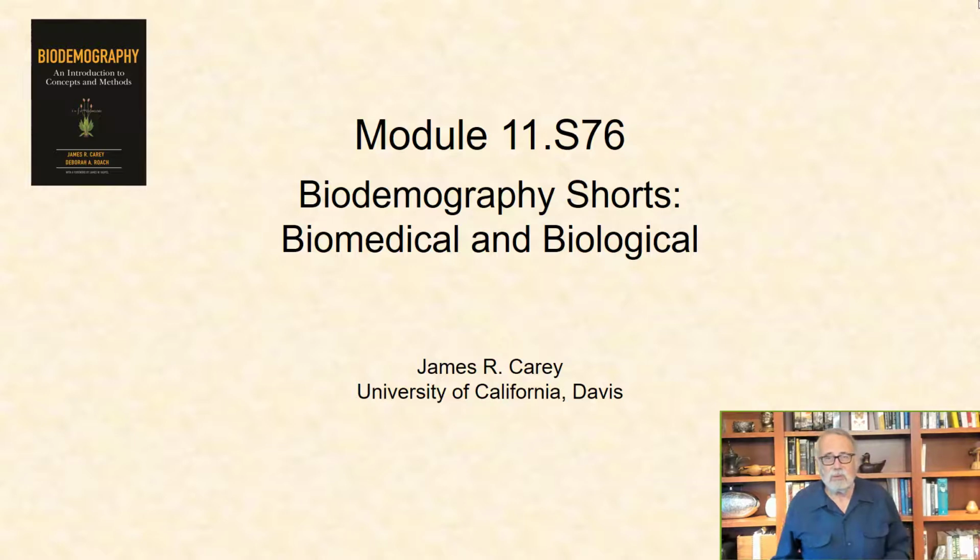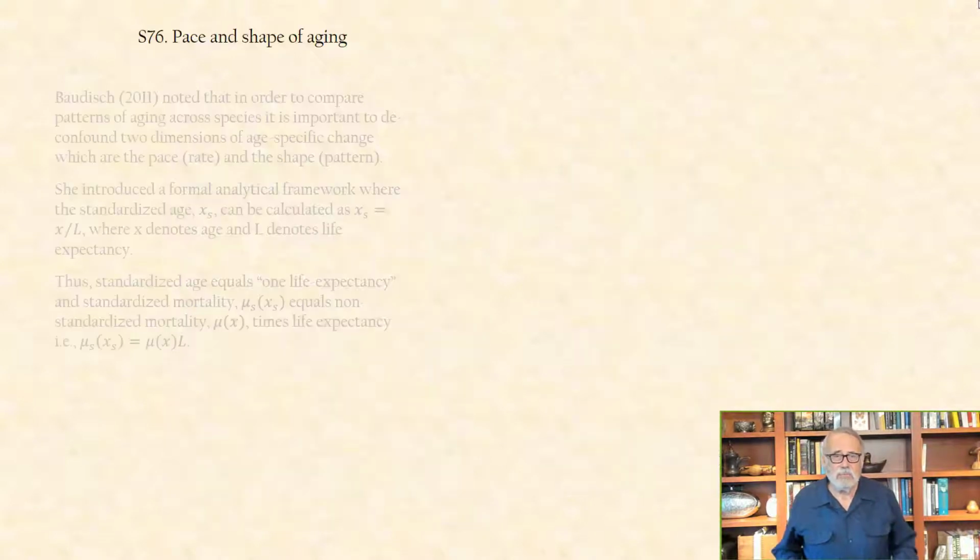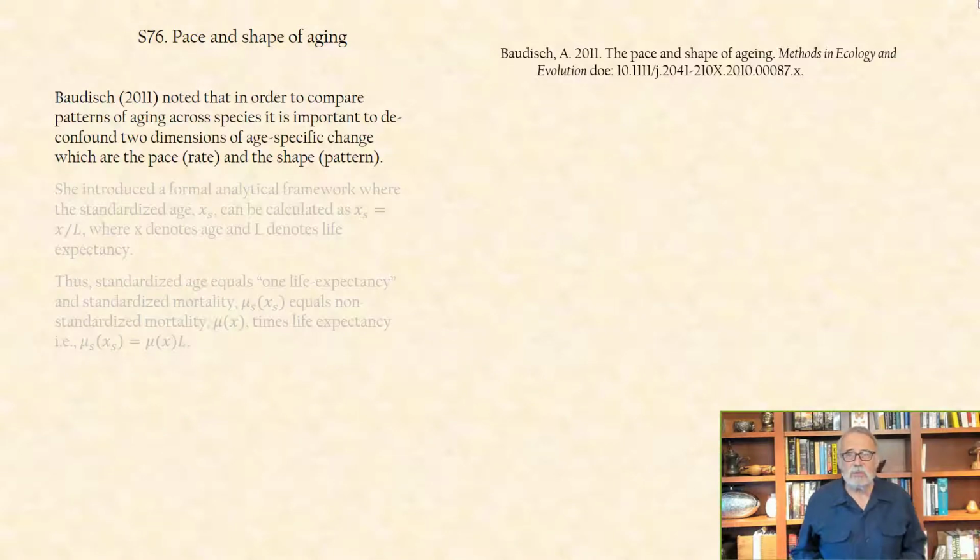In this biodemographic short, I consider the pace and shape of aging. Bodish in 2011 noted that in order to compare patterns of aging across species, it is important to deconfound two dimensions of age-specific change, which are the pace, that is the rate, and the shape, that is the pattern.